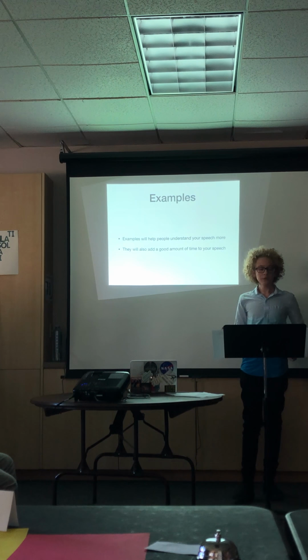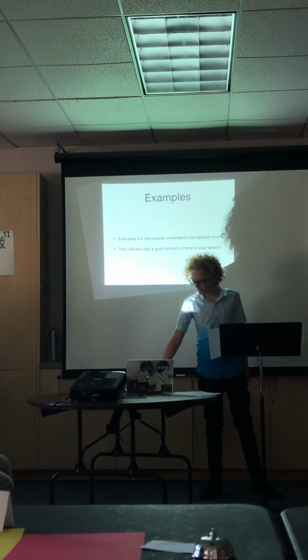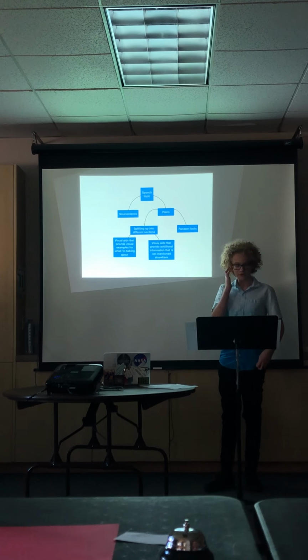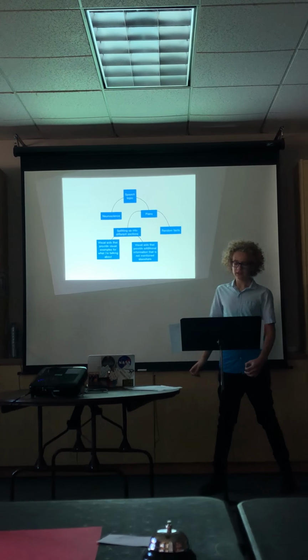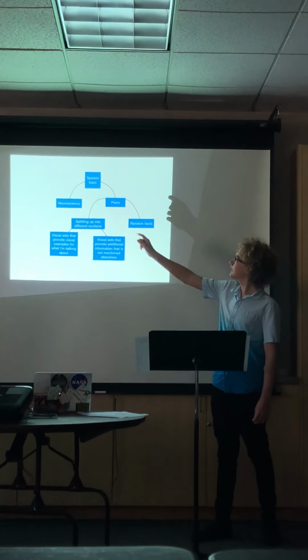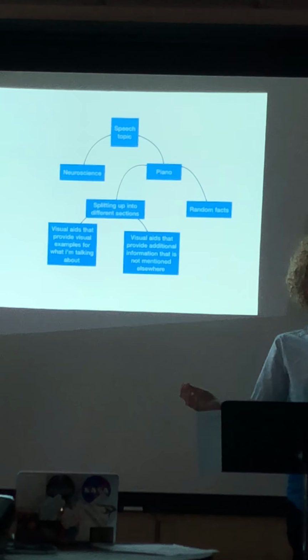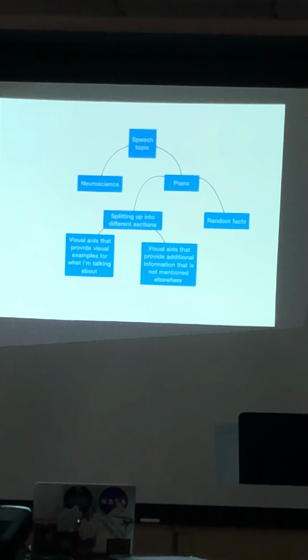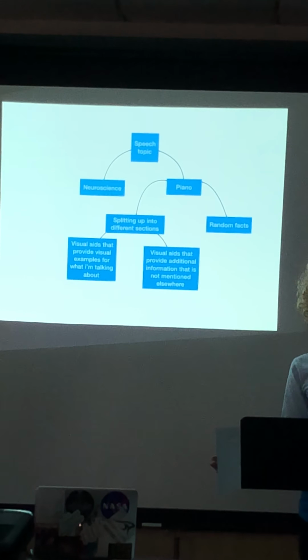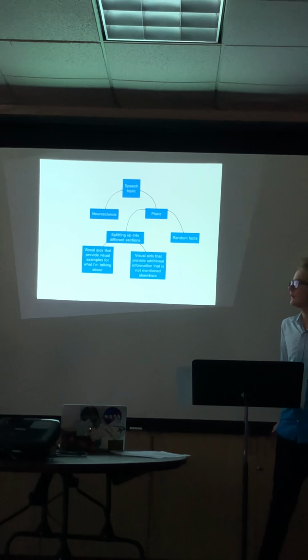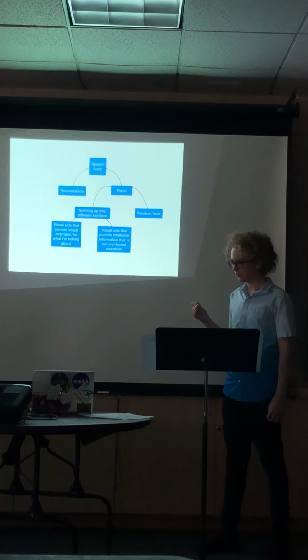So, when starting a speech from scratch, you can think of the decisions you make as a branching tree. First, if I started off with 2 topic ideas, such as neuroscience and piano, I want to pick the one that is both interesting to me and the audience, understandable, and broad enough to talk about for 5 to 7 minutes. In this case, the option to go with would be piano.